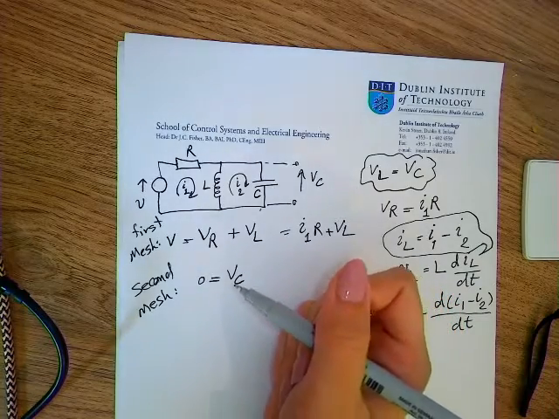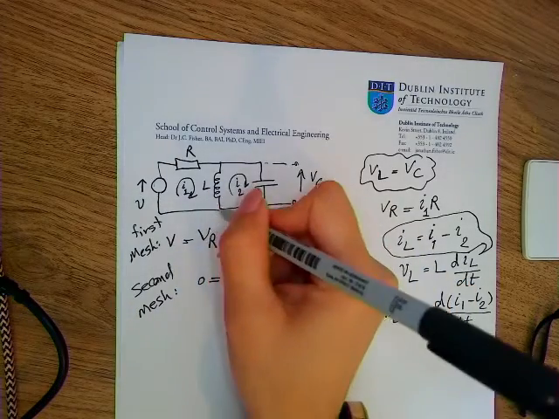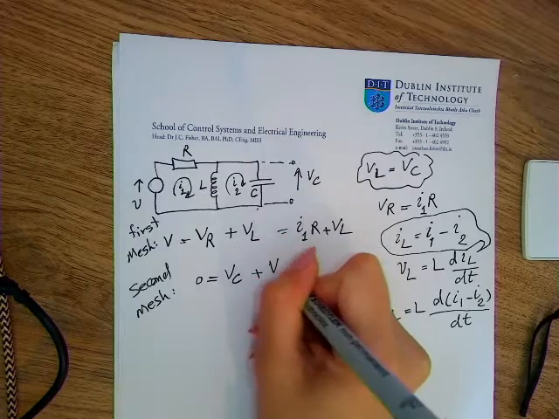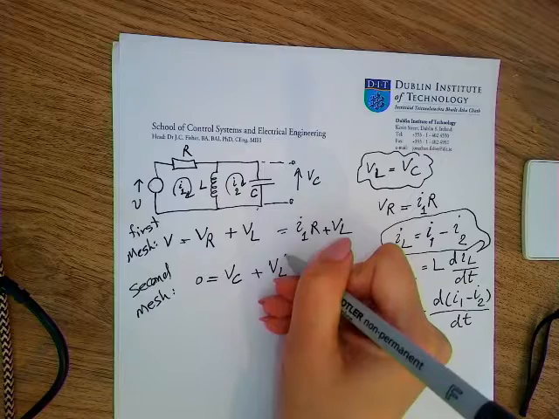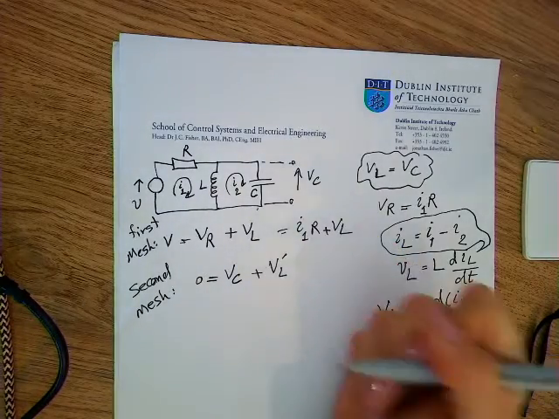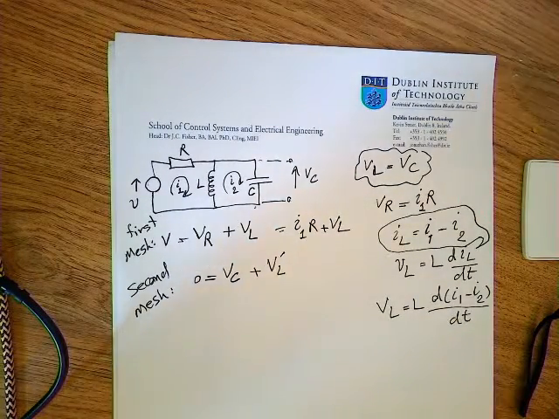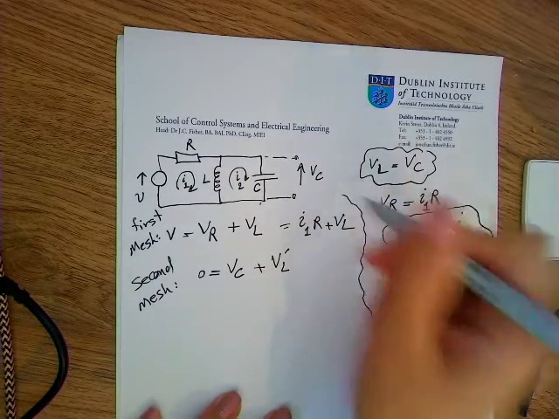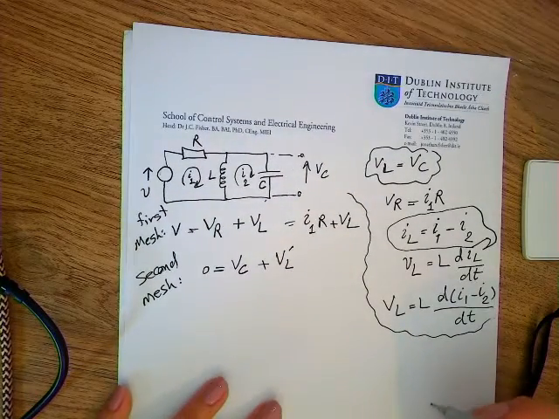Now, VC, we have that one, and then we should write the voltage across the inductor. That will be VL. I'm going to call this VL prime, because that might be different from that one in terms of the sign. The reason I'm doing it is because the current has a different sign.